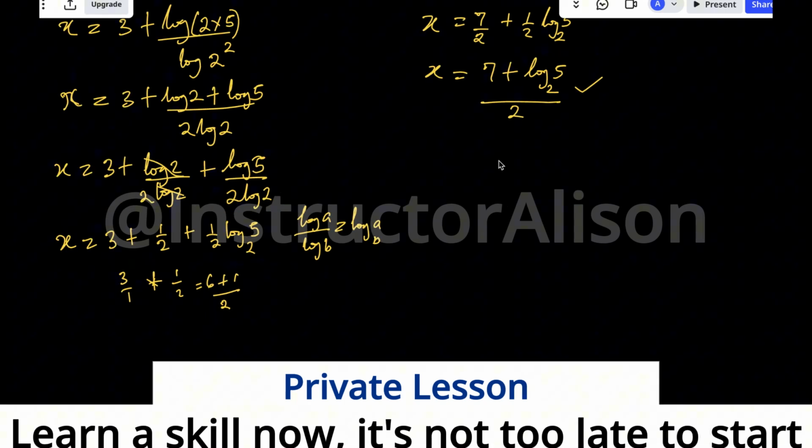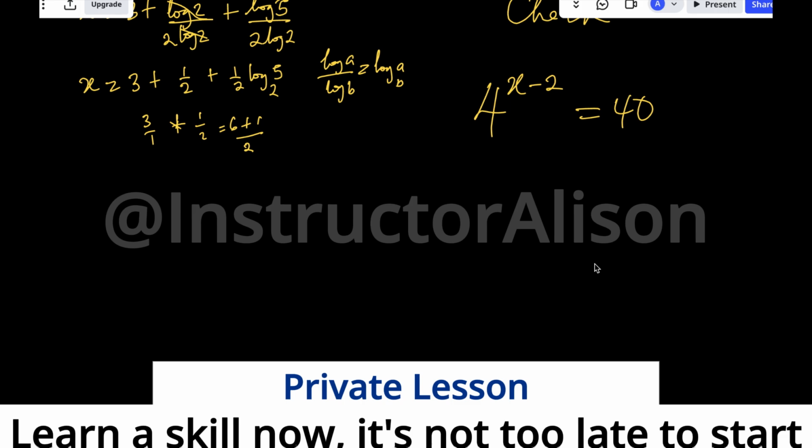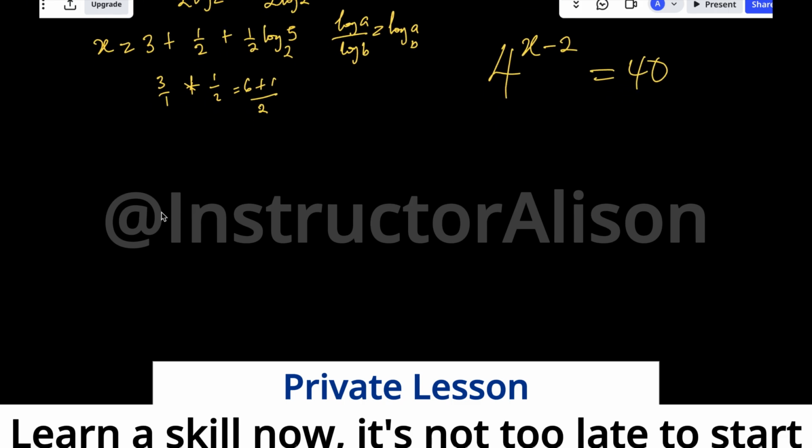So I want to check if this value is actually correct. How do we check if the value is correct? You want to go back to the original equation, 4 to the power of x minus 2 equals 40. If you plug this value of x in to replace this x, the left hand side should give us 40. Let's do that quick computation. The first thing I want to do is plug in that value.